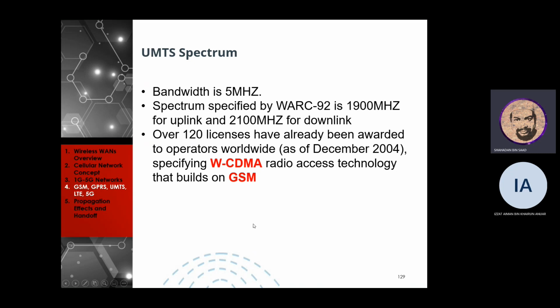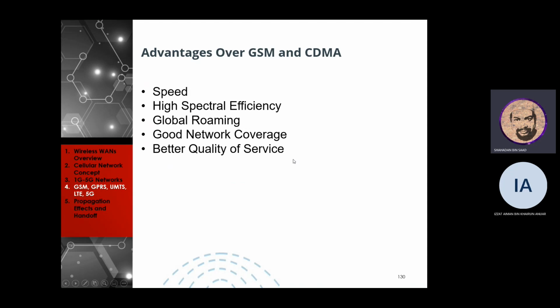Spectrum untuk UMTS, spectrum bandwidth is 5 MHz. Spectrum specified by WARC 92 is 1900 MHz for uplink and 2100 MHz for downlink. Download lah kan. Over 120 licenses have already been awarded to operators worldwide as of December 2004, specifying WCDMA radio access technology that is based on GSM. Okay. Ni dia tak ada terangkan sikit kan. Macam tadi kan. Panjang kan. Speed apa, high ni kan. Okay.